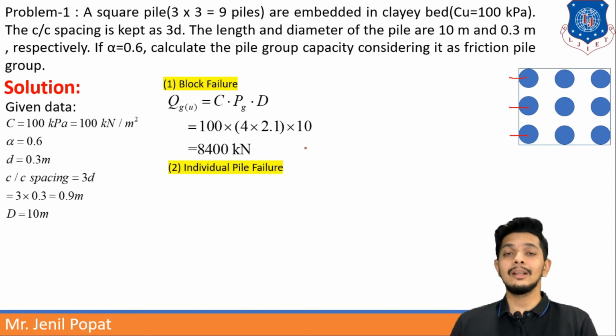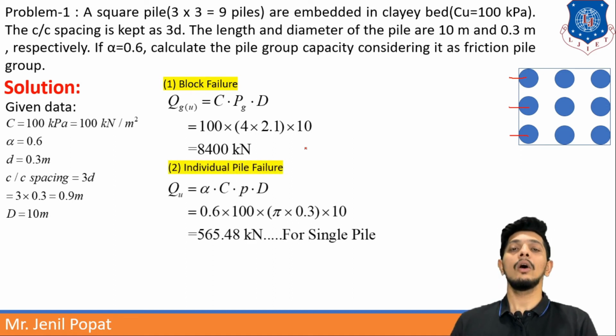Now calculating individual pile failure, or individual pile capacity. So QU is equal to alpha into C into P into D. Now we have to consider everything for an individual pile. Alpha is given as 0.6, C is 100, D is 10. Now for P, the perimeter, here we will put 0.3, which is the diameter, into pi. So we are taking pi into D. Here I am getting the individual capacity as 565.48 kilonewton for a single pile.